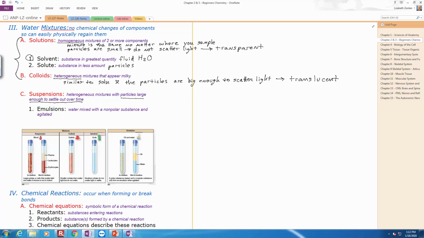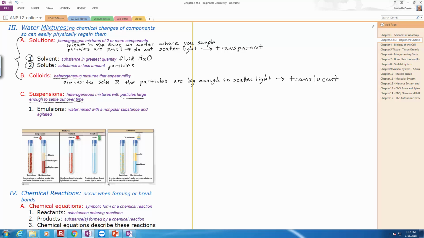And if we talk about solutes, what we're saying is these are substances typically in the lesser amount, and these are also typically going to be more your solid or particles. So that's why I wrote particles there. So how does this come into our water mixture?